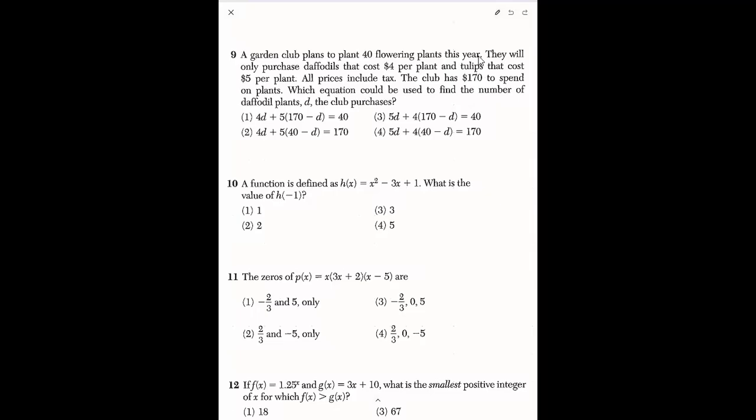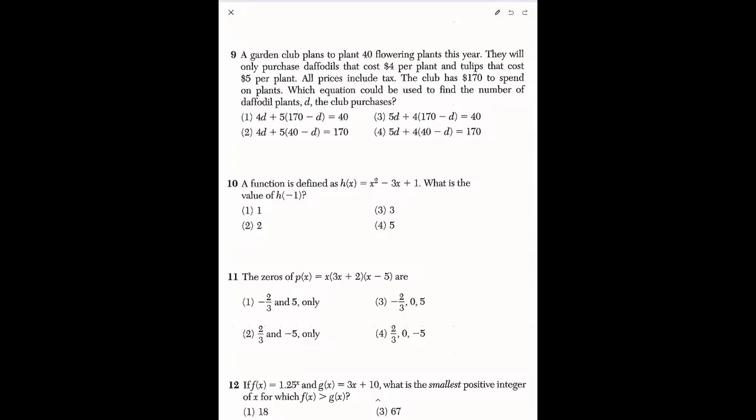Hey guys, this is Mr. H. This is question number 9 from the June 2026 Algebra 1 Regents exam. It's a word problem, and the calculator will help a little bit. It can help you eliminate potential answers or wrong answers. But this one is more, do you understand how to put word problems together?